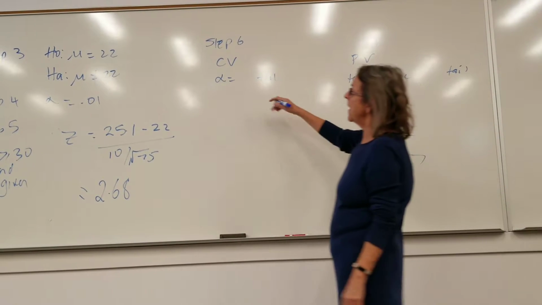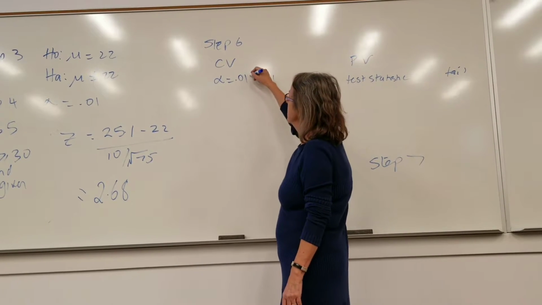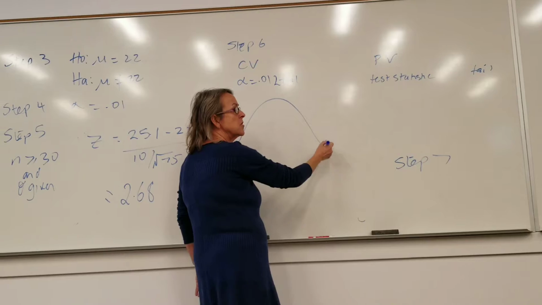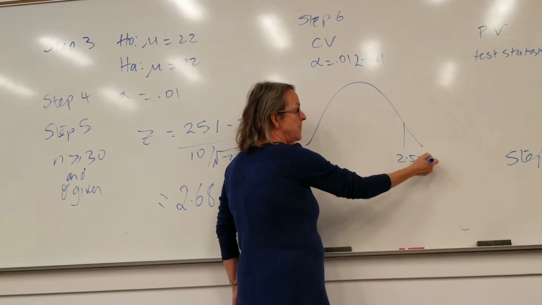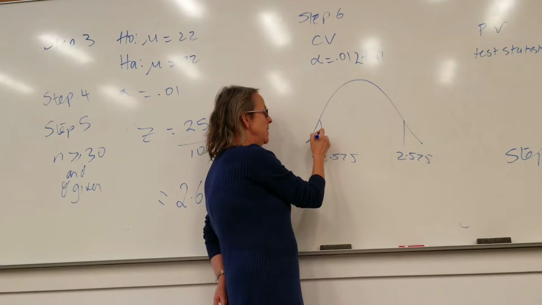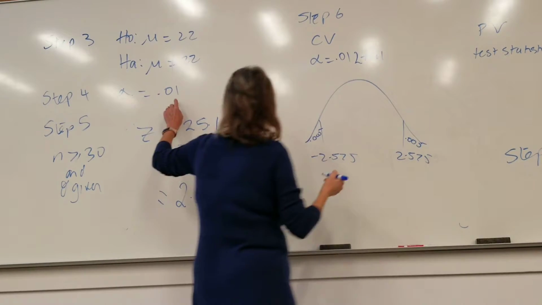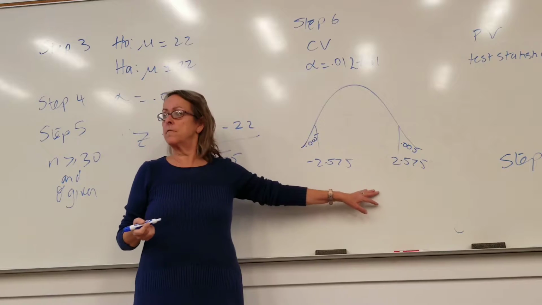So the critical value method, we need to know alpha and that it is two-tailed. So this is not going to change. You guys did that, right? You came up with 2.575 and negative 2.575, because alpha is split between two tails. These are your critical values.